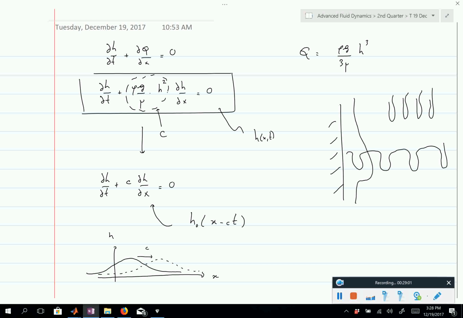Now this equation is a bit more complex than this one because it's nonlinear. It's nonlinear because this c here is not a constant. It actually depends on h. So the important thing to note is that c, the velocity at which you translate, increases with h. So the thicker my layer, the slower this part of the curve translates.